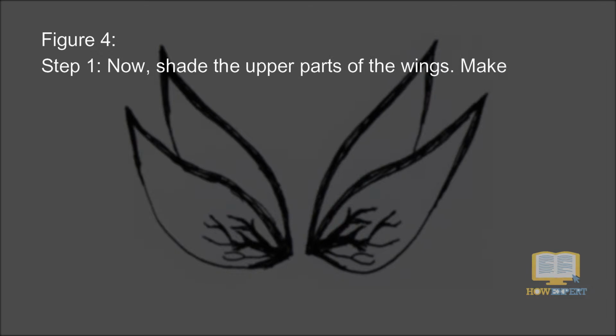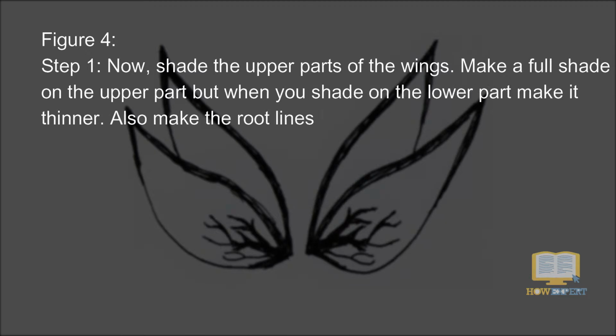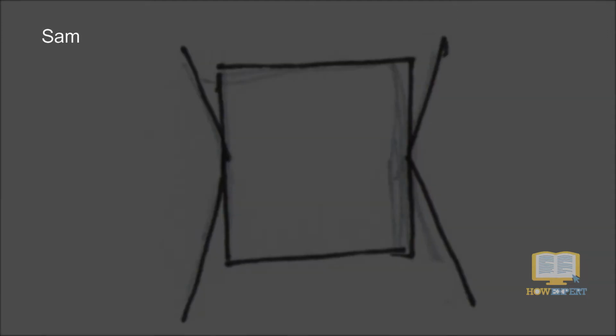Now shade the upper parts of the wings. Make a full shade on the upper part, but when you shade on the lower part, make it thinner. Also, make the root lines thicker by shading it.